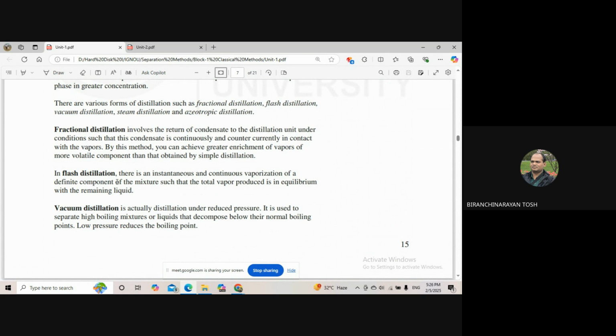Then in flash distillation, there is an instantaneous and continuous vaporization of a definite component of the mixture such that the total vapor produced is in equilibrium with the remaining liquid.